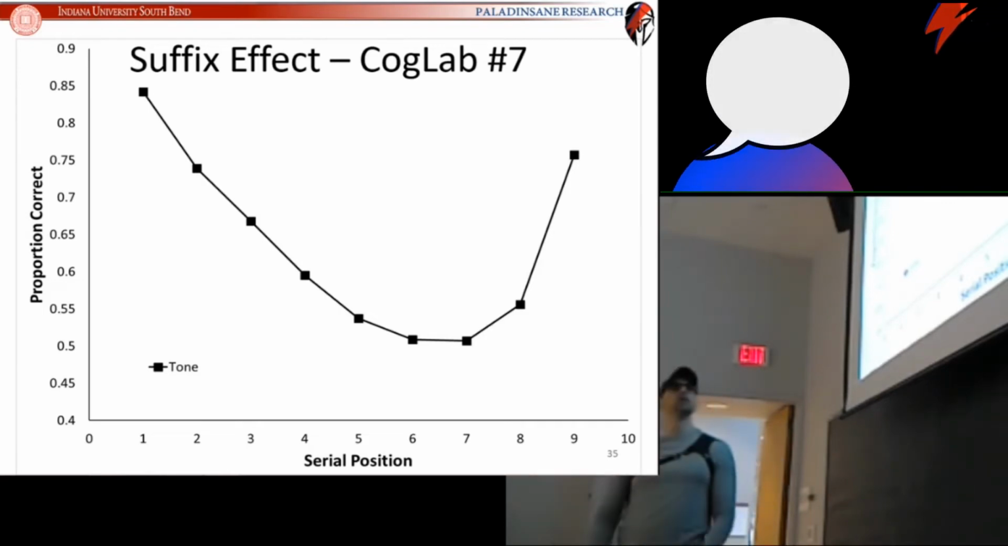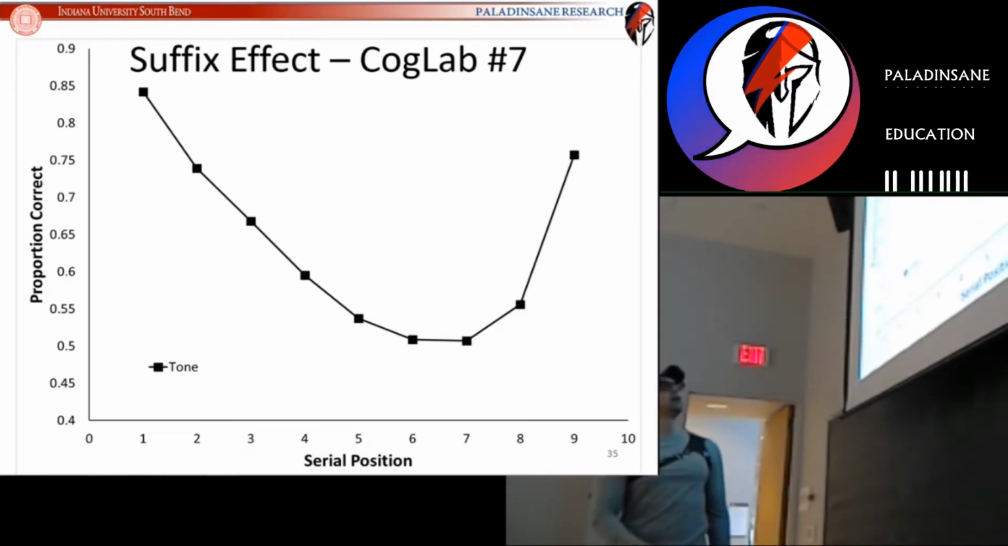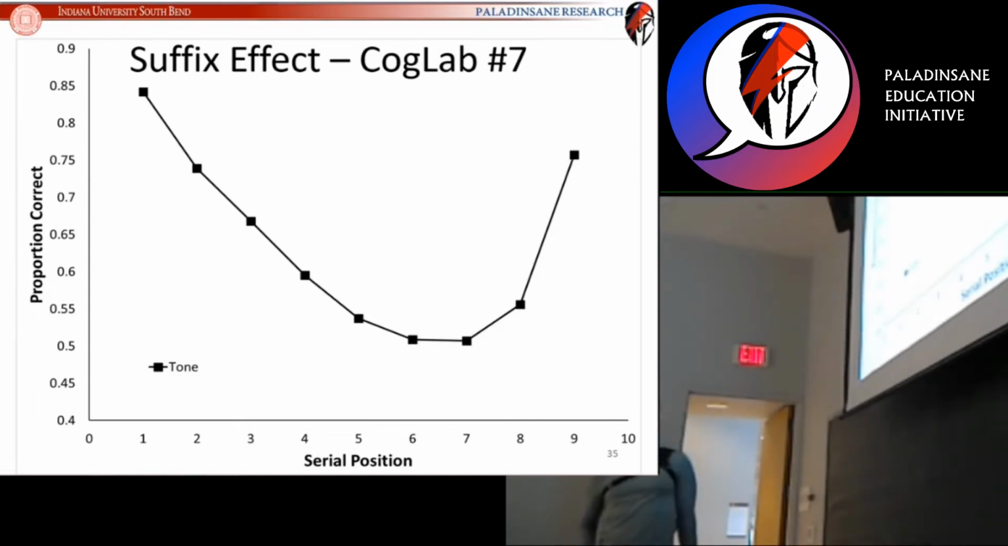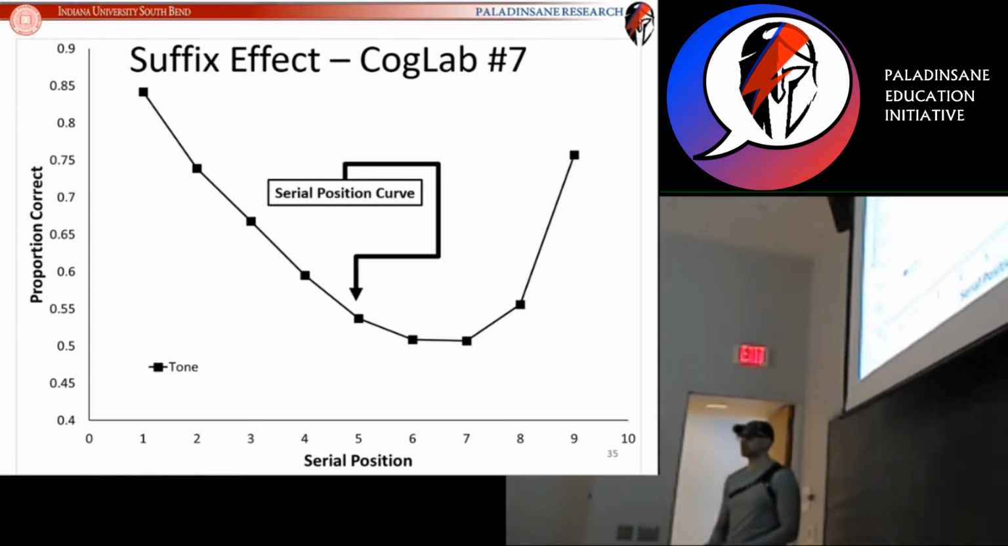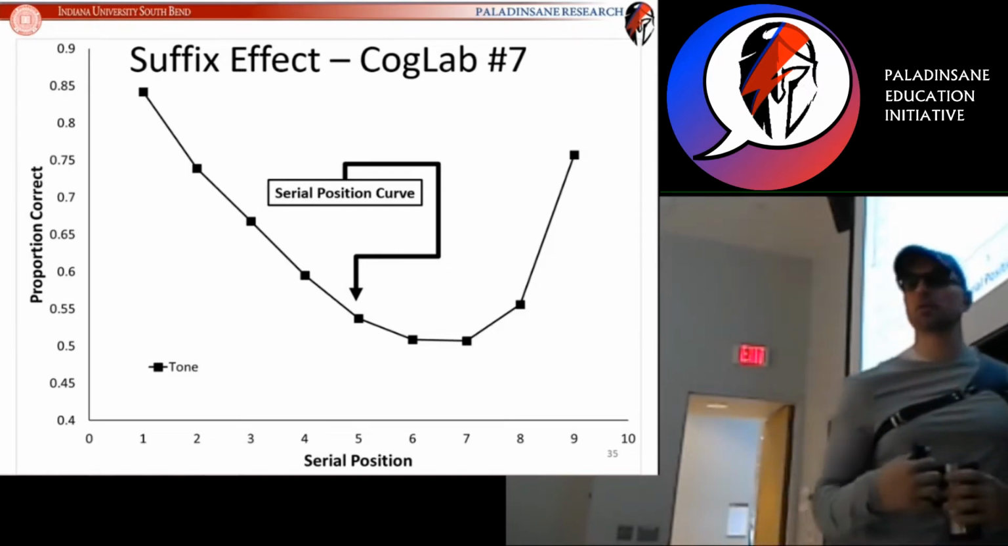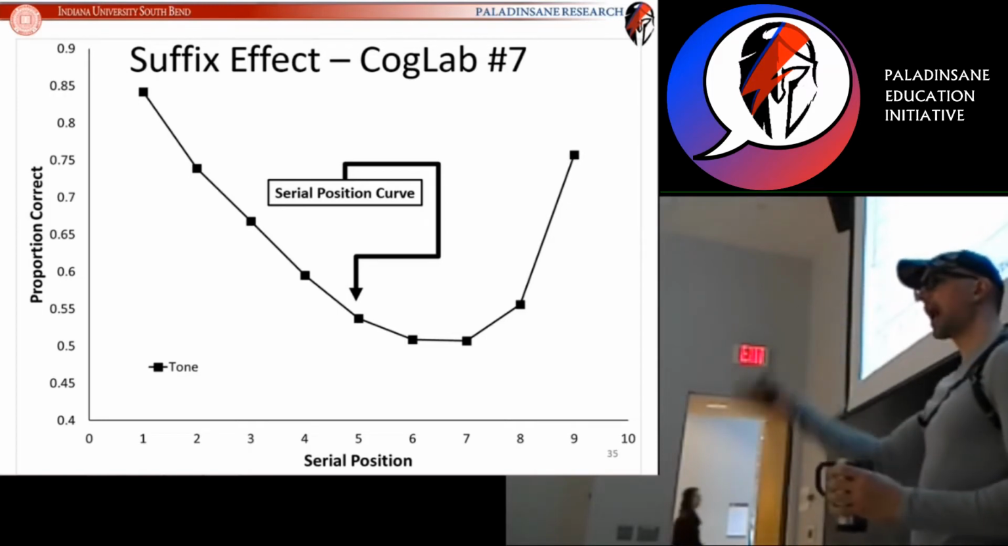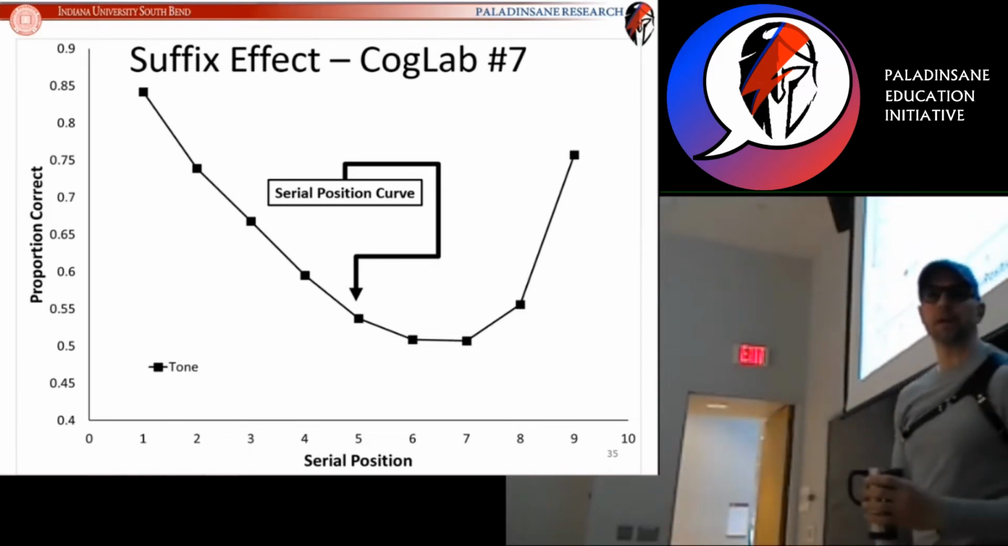Then you hear the beep, right? And that was the list that you were trying to remember. So that's what is known as a serial position curve. And this serial position curve is very typical of what happens when you're trying to remember things in a row. It's very typical of what happens when you have to remember the order of things.